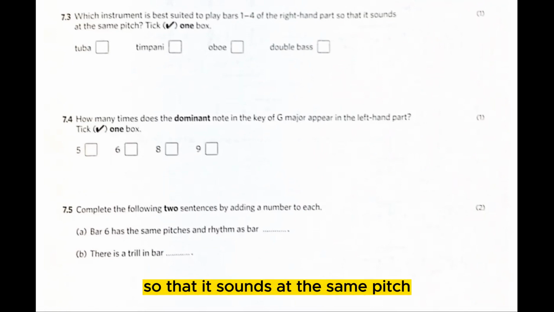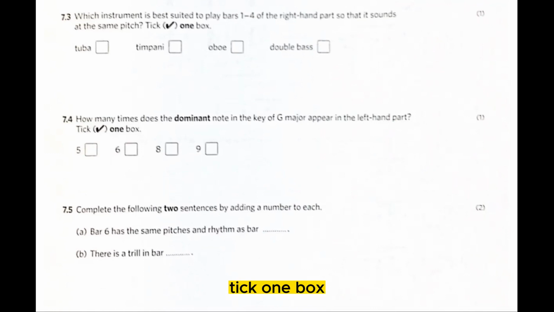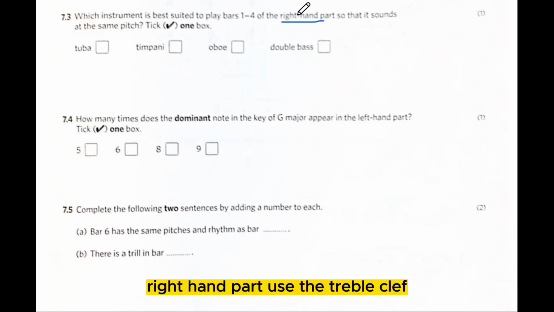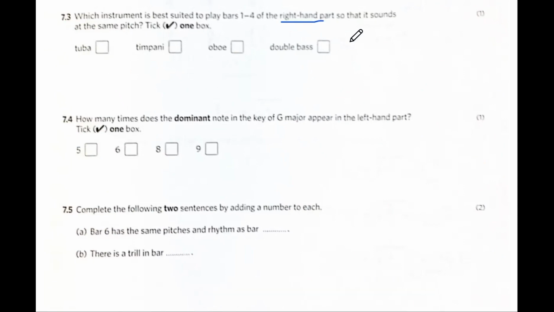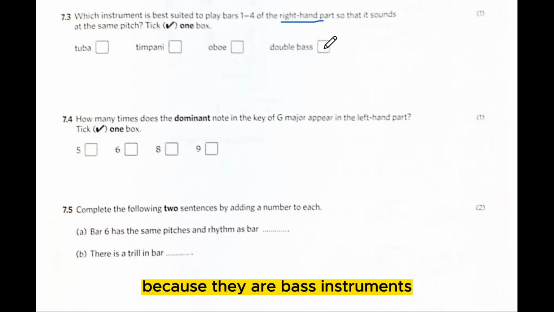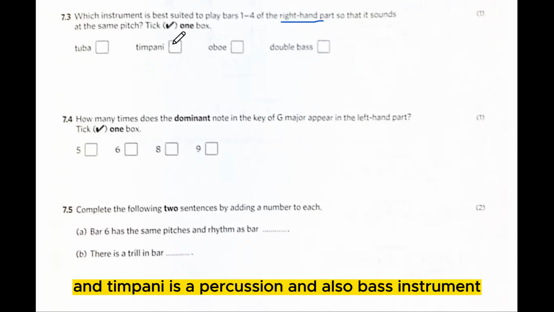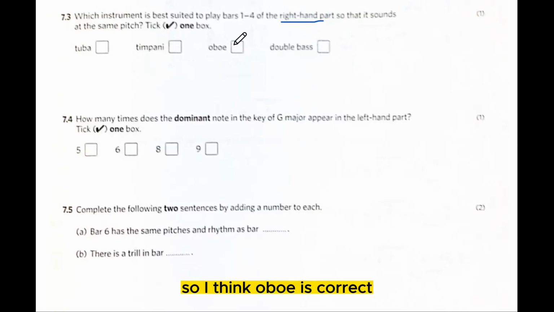7.3. Which instrument is best suited to play bars 1 to 4 of the right-hand part so that it sounds at the same pitch? Tick 1 box. Right-hand part use the treble clef, so we opt out for tuba and double bass because they are bass instruments. And timpani is a percussion and also bass instrument. So I think oboe is correct.